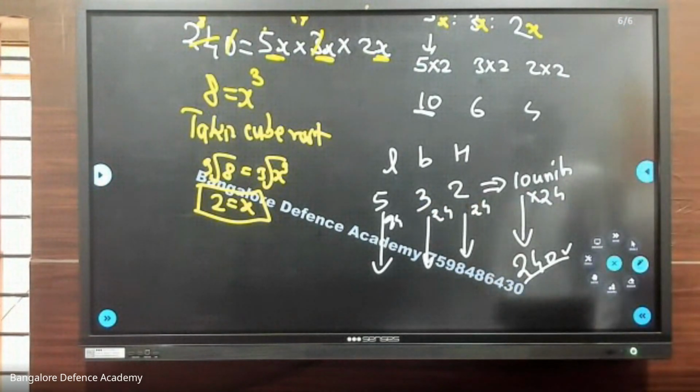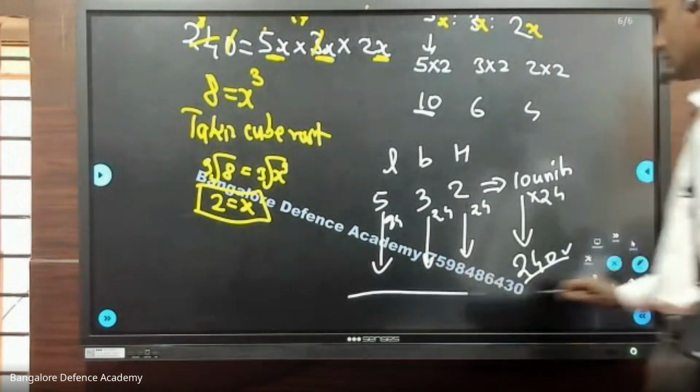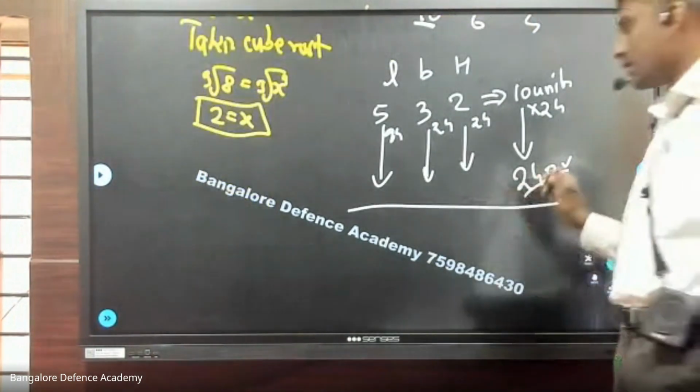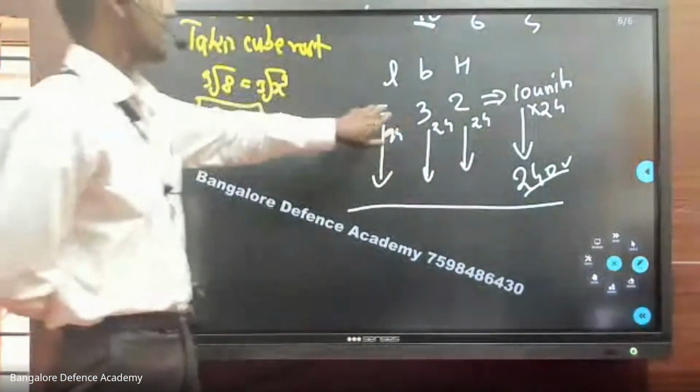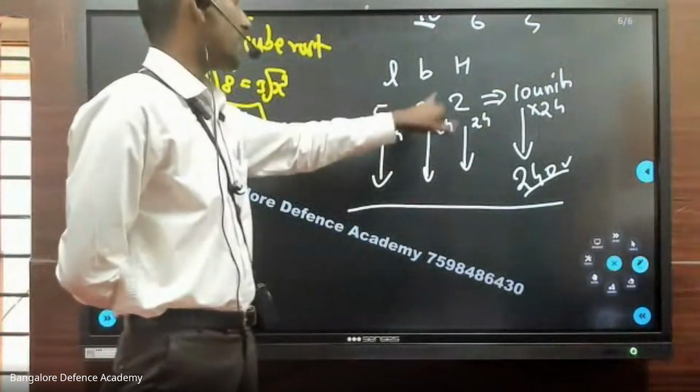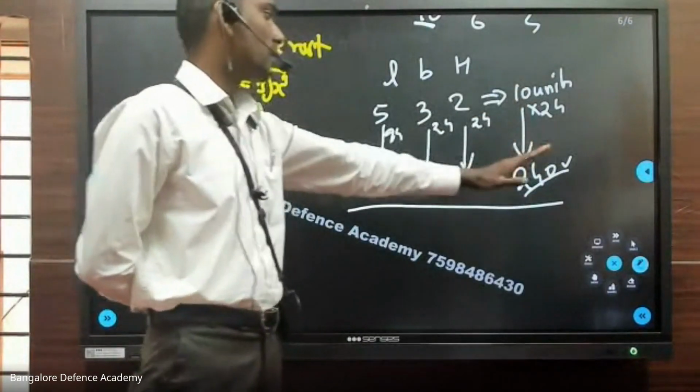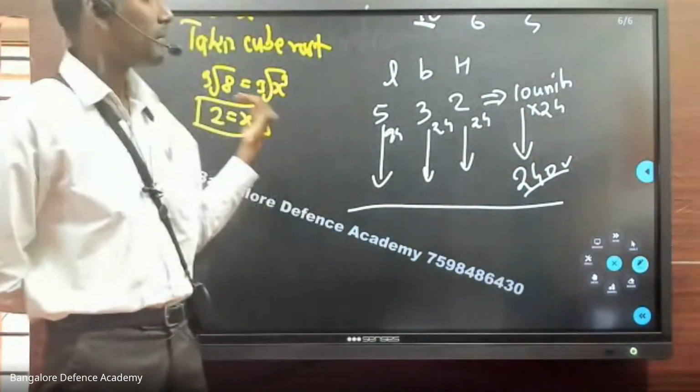Look, in ratio and proportion we use this kind of shortcut. Directly take and add these units: 5 plus 3 is 8, 8 plus 2 is 10. The 10 units become this much, and then we can come back in the reverse direction.